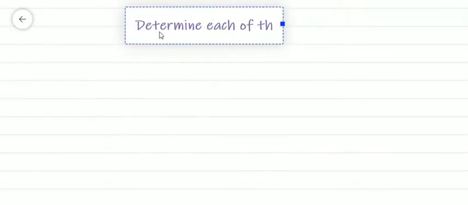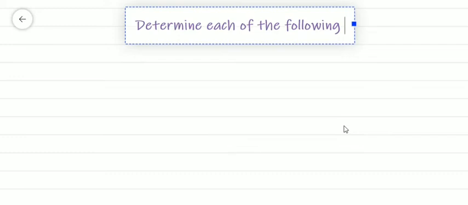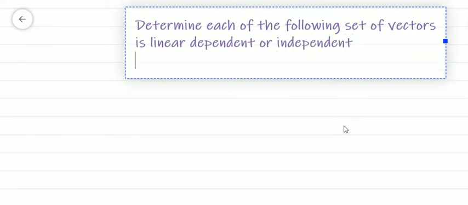Determine each of the following sets of vectors is linear dependent or independent.